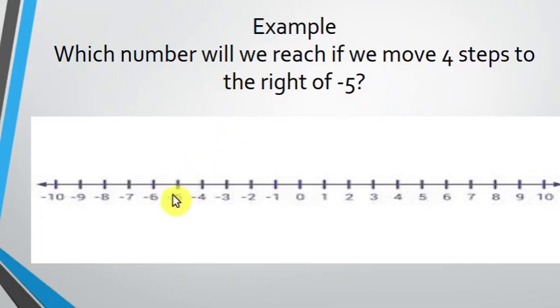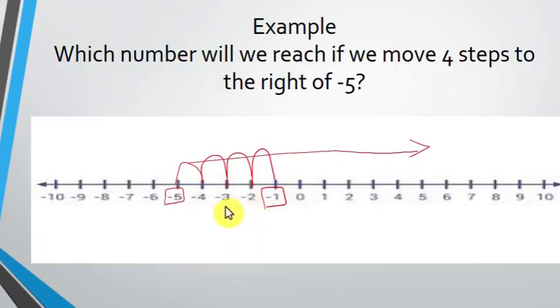Okay. Which number will be reached if we move 4 steps to the right of -5? Where is -5? Here is -5. This is the right of -5. So how many steps? 4 steps. 1, 2, 3, 4 steps. So what is the answer here? -1.